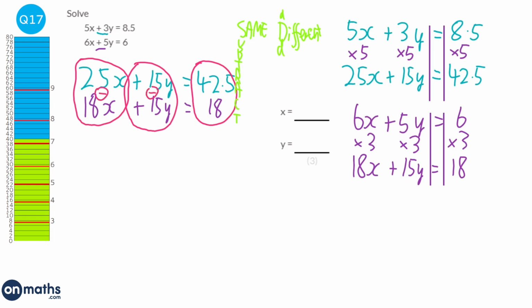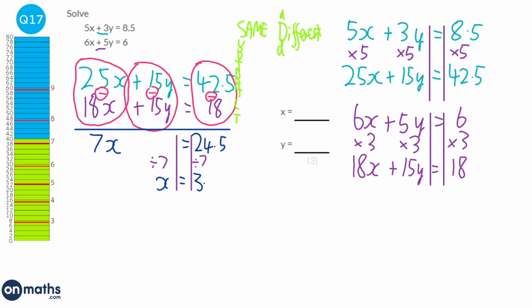And we're not just going to subtract those, we're going to subtract all the numbers going downwards. So we're going to start off with 25x take away 18x, which is 7x. 15y take away 15y is nothing, which is good. We need that to be 0. And then 42.5 take away 18, which is 24.5. Get our solving lines in. We're going to divide both sides by 7 to get x on its own. So we've got x equals 24.5 divided by 7, which is 3.5.